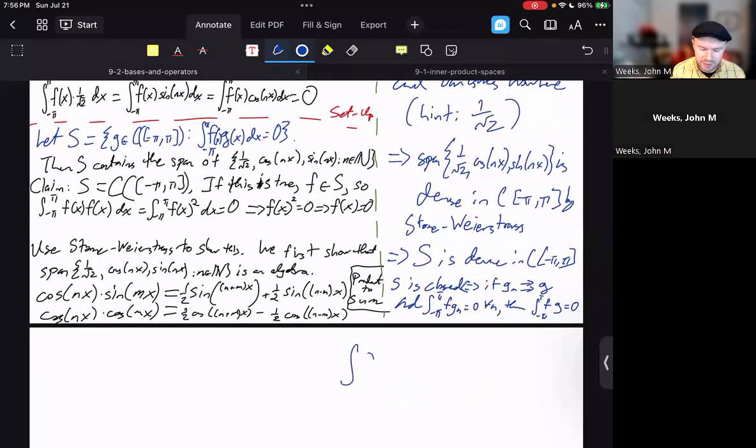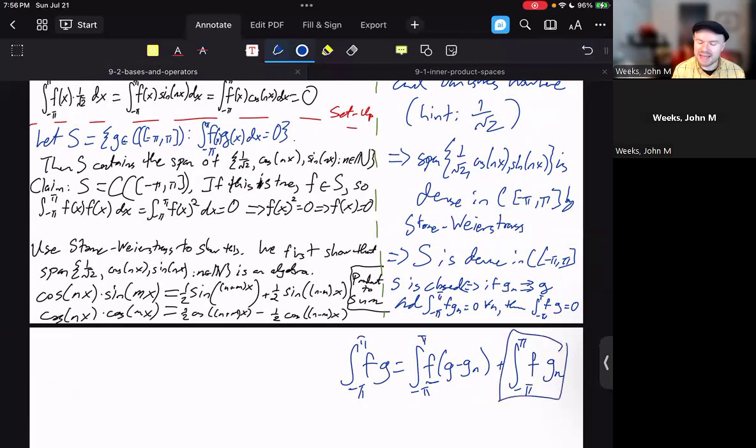Notice that the integral of f times g, negative pi to pi, is equal to the integral of f times (g minus g sub n) plus the integral of f times g sub n. So basically, how am I getting this? I'm adding and subtracting f g sub n on the right side.